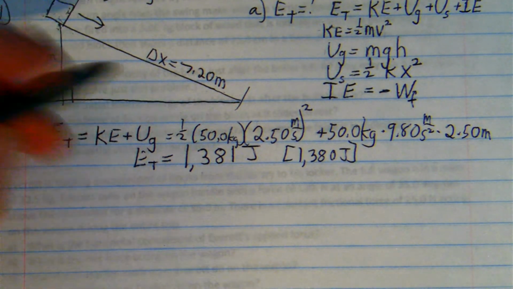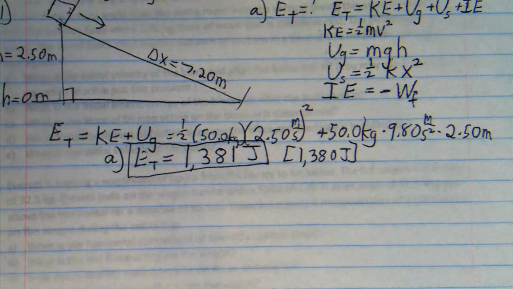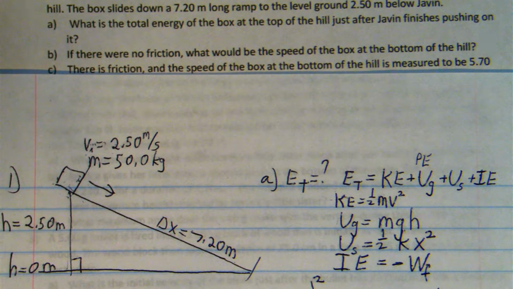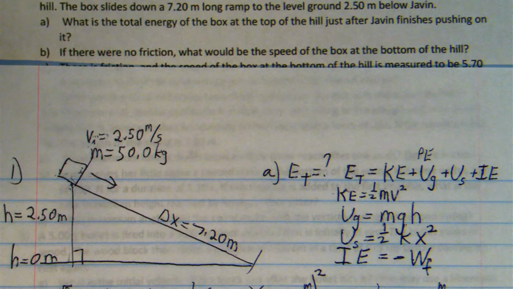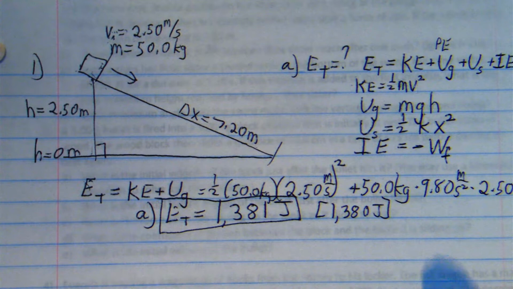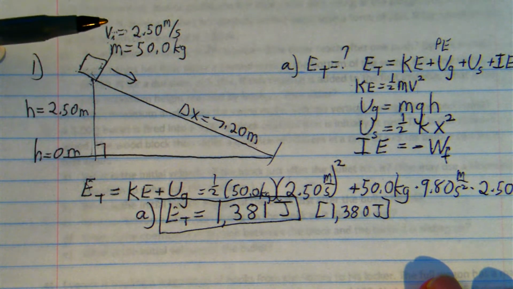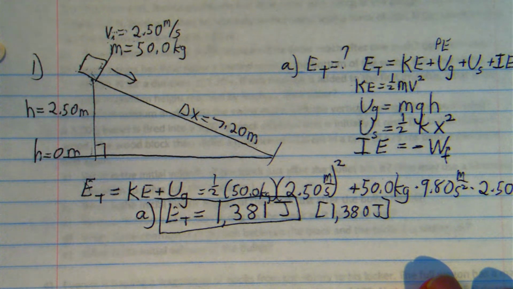There's part A. Part B. If there were no friction, what would be the speed of the box at the bottom of the hill? So I look at this problem, and one of the principles of this physics problem in this universe is that we say that energy is conserved. It can't leave the universe, it can't enter the universe.